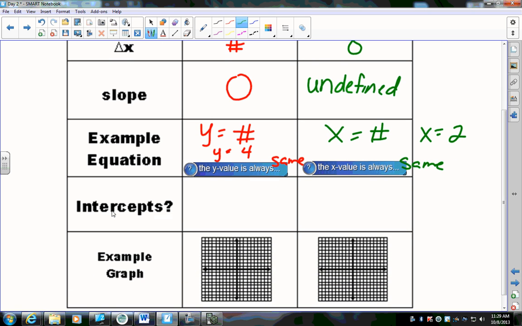Now, intercepts. On my intercepts, if I have this line, if I have y equals 4, all right, I'm just going to draw a line. Okay, pretend like this is y equals 4. What is my y-intercept? 0, 4, right? What is my x-intercept? Does it cross the x-axis? No, there's none. You just write none. There is none.